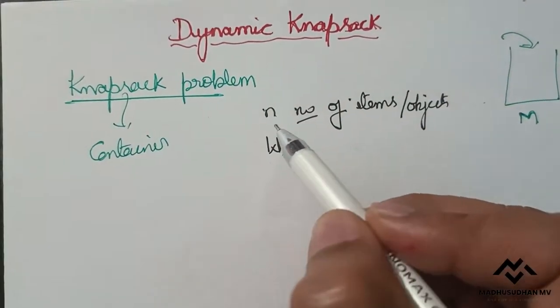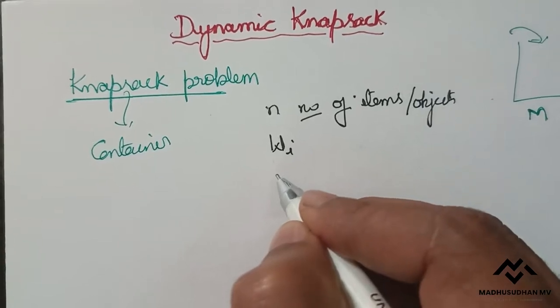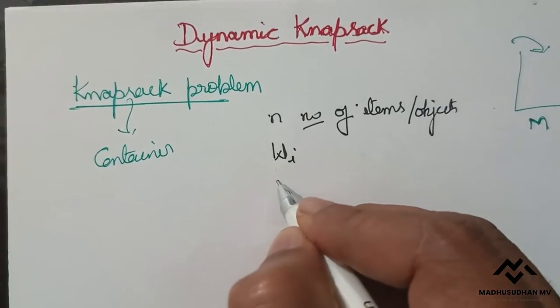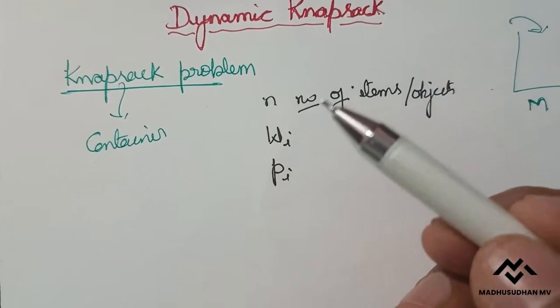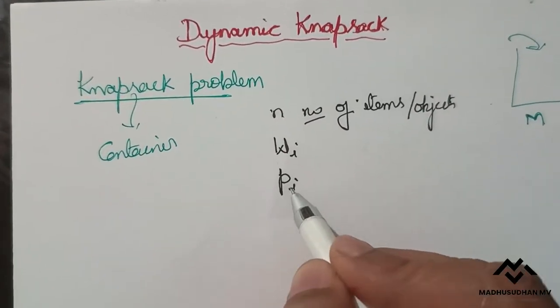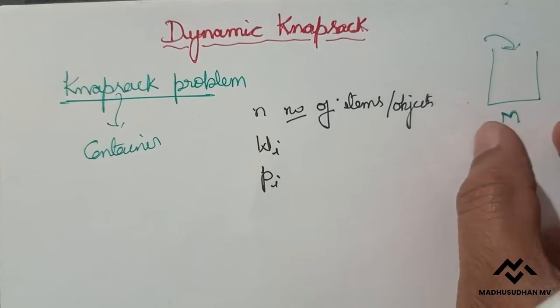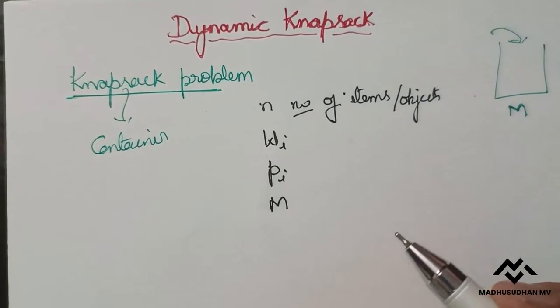That means every object has some weight, which we call Wi, and every object has some profit. That means if I take this, I'll get some profit. Every object has some value, which we call profit Pi. And we have a knapsack with a maximum capacity of m kg.